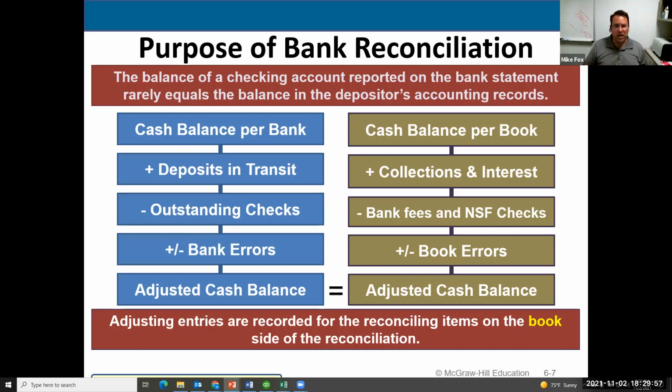And then you check your book versus the bank statement and you go, oh, wait, that was my error. I recorded it wrong. So our cash balance plus any collections of interest or collections and interest minus any bank fees and NSF checks plus or minus book errors are going to give us an adjusted cash balance according to our book. And so after we make all these adjustments, then our adjusted balances should match. And this process is called reconciliation, or a lot of times they just call it bank reconciliation.